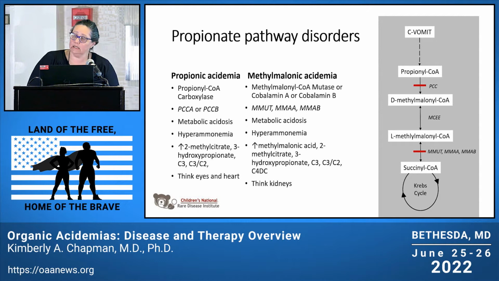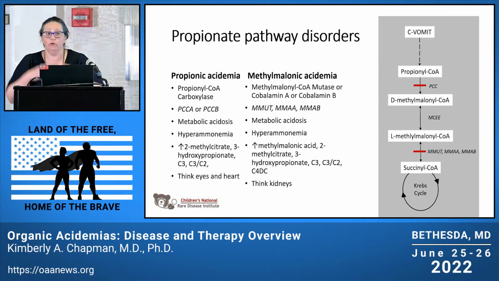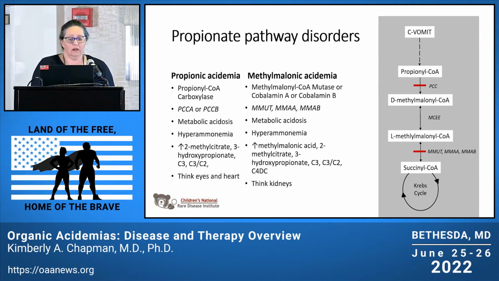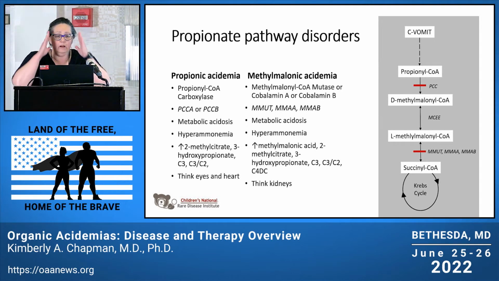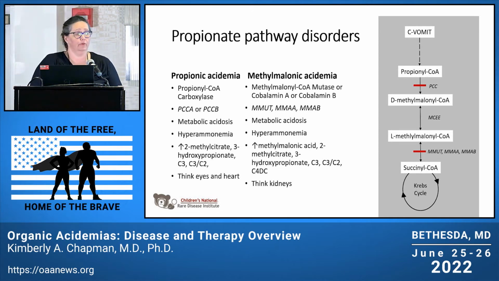There can be a secondary inhibition of the urea cycle, which is where the ammonia comes from. And if I'm going to make the diagnosis, I can find elevations in 2-methyl citrate, both in the blood and in the urine, 3-hydroxypropionate, propionyl carnitine, and an elevation of propionyl carnitine to acetyl carnitine. And when I hear propionic acid, the first things I think about for long-term complications are eyes and heart. Eyes and heart, okay? Because the brain stuff we see in both.